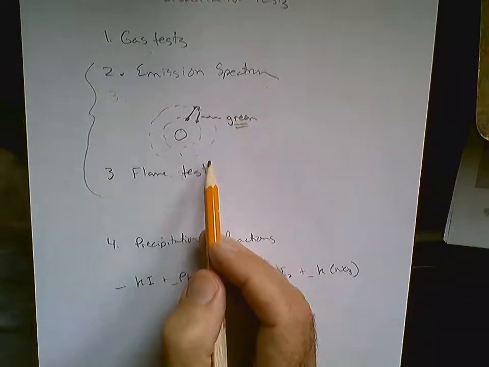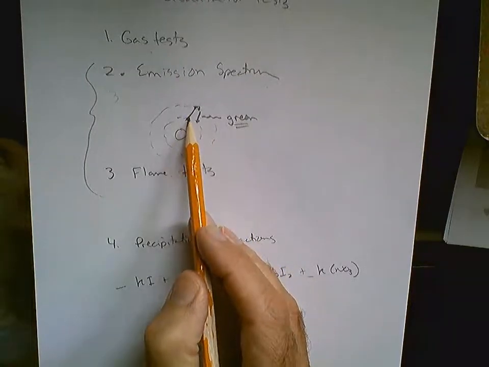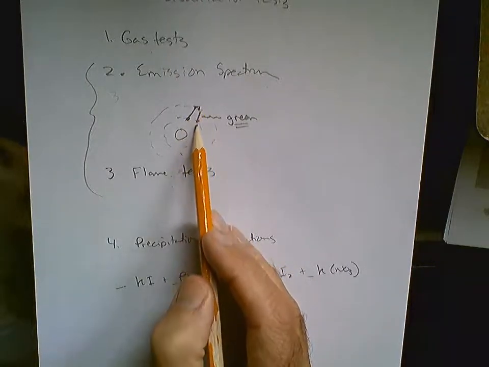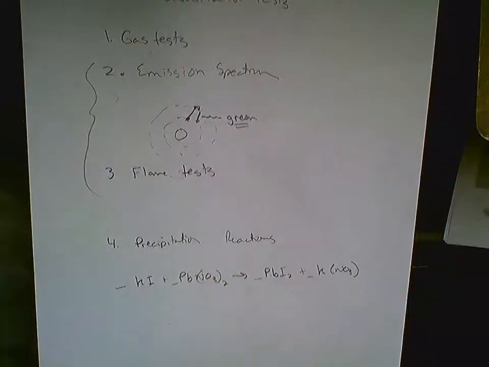All you need to know is that we heat things up, and the outer electrons of the chemicals will jump up a level and then fall back down, and when they do, they give off energy in the form of light. That's how both flame tests and emission spectra work.